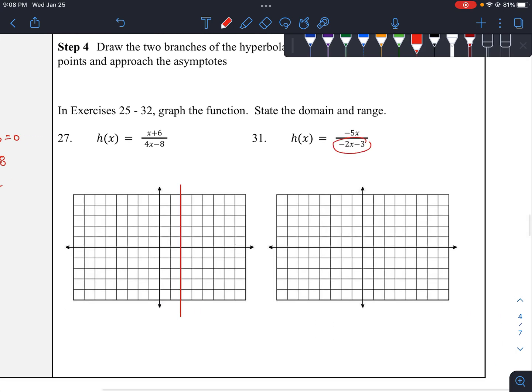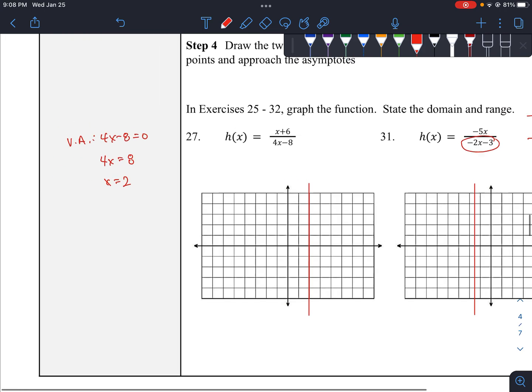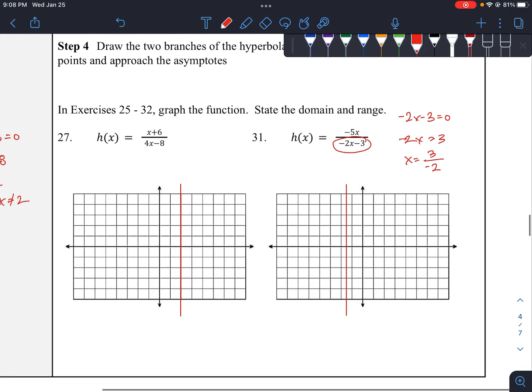Okay, for this one right here, so I take the denominator, negative 2x minus 3, set it equal to 0, solve for x, so I get negative 2x is equal to 3, divide by negative 2, and x is equal to 3 over negative 2, so that's negative 3/2. Okay, so that would be probably like right here. So that's how you could find your vertical asymptote. And again, this means that the domain is that x cannot be equal to 2, and the domain here is x cannot be equal to negative 3/2.